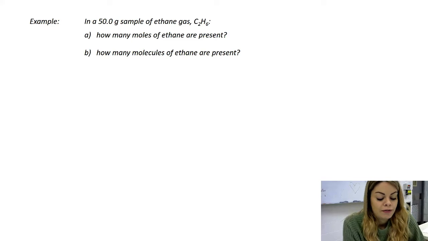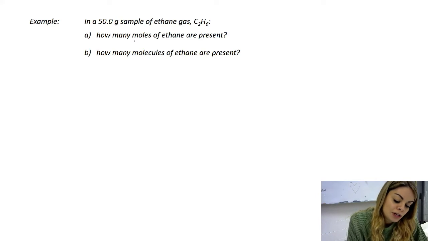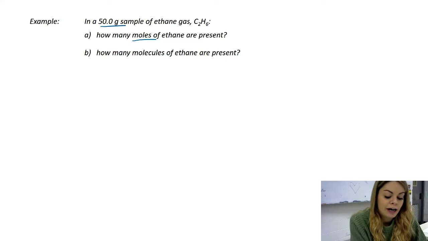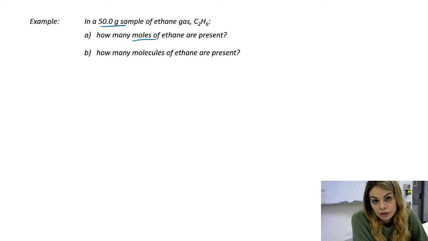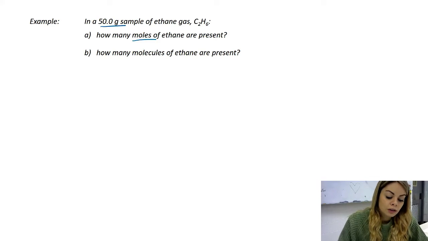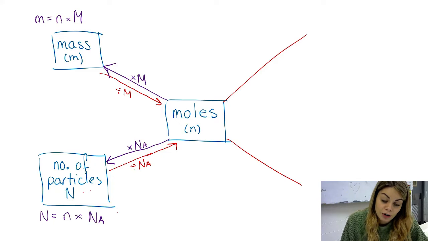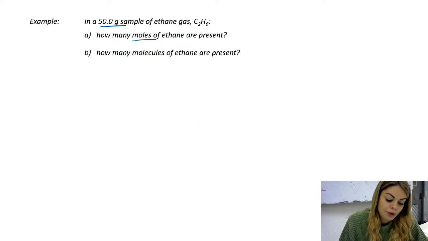Okay, so in a 50-gram sample of ethane gas, how many moles of ethane are present? If I want to know how many moles there are from the number of grams, you can either use the chart we just did, or you can look at the equations on the formula sheet and rearrange what you need. So if I look at the chart, I'm going from grams to moles. So I'm going from mass to moles. So I need to divide by the molar mass to find the answer.